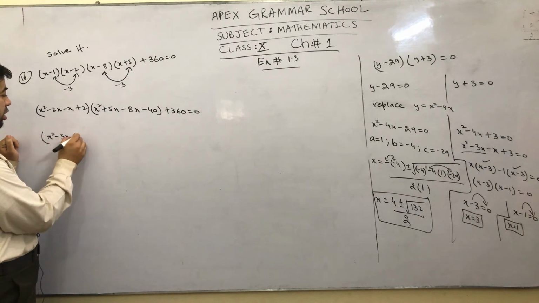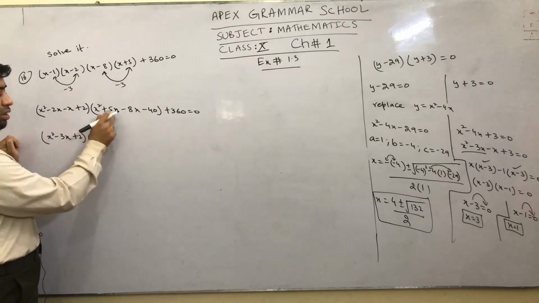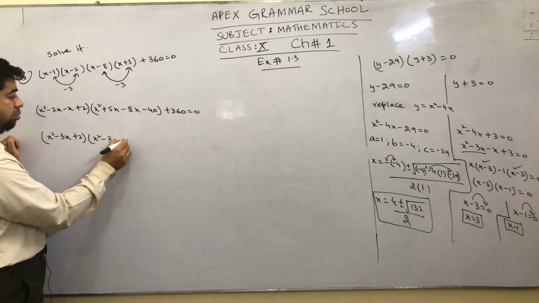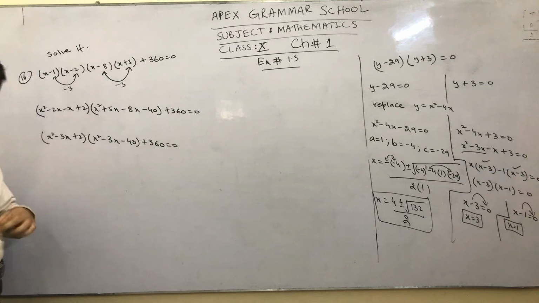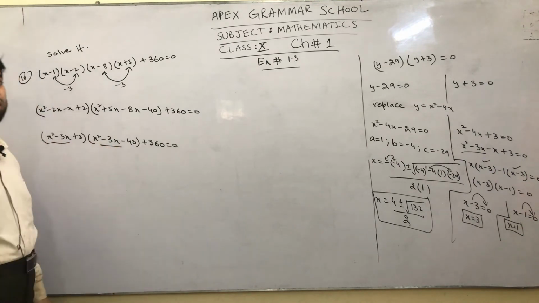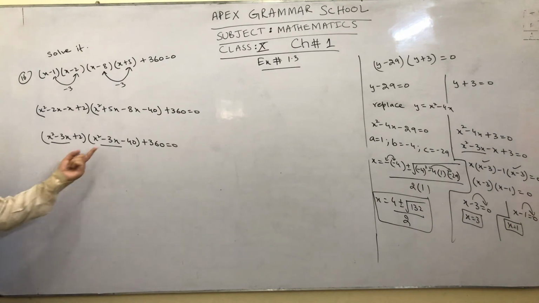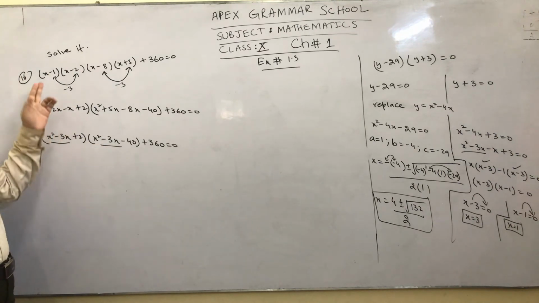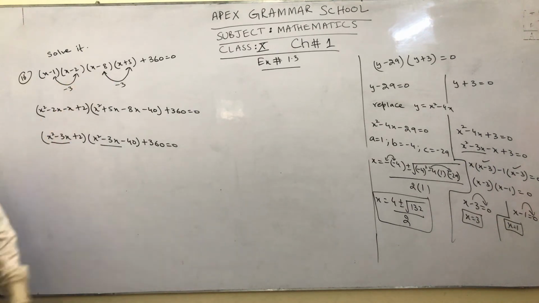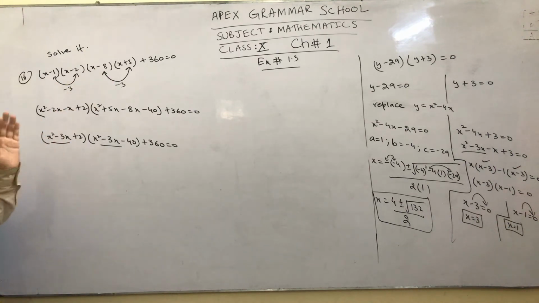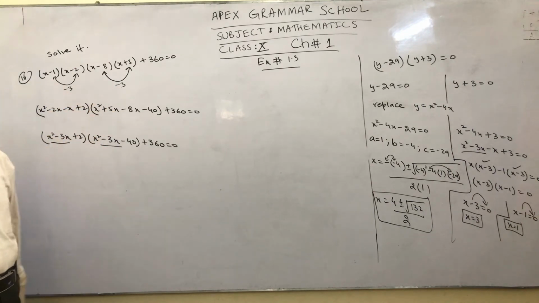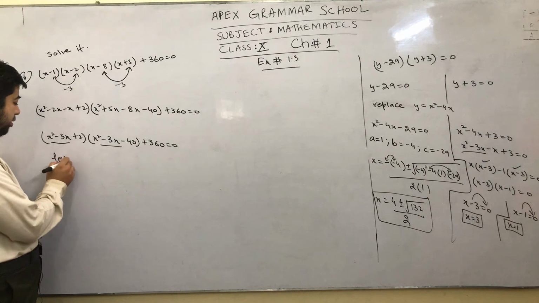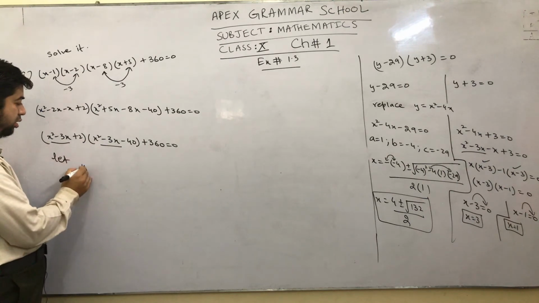This is minus 3x plus 2, and x square plus 5x minus 8x minus 3x minus 40 plus 360 is equal to 0. So just like the previous part, you can see that x minus 3x here and again x minus 3x. This thing will only happen if this pair works. If this pair does not work, you are not going to be able to solve this question. This minus 3 will be this minus 3, this minus 3 will be this minus 3. So you have to let this same thing be y.